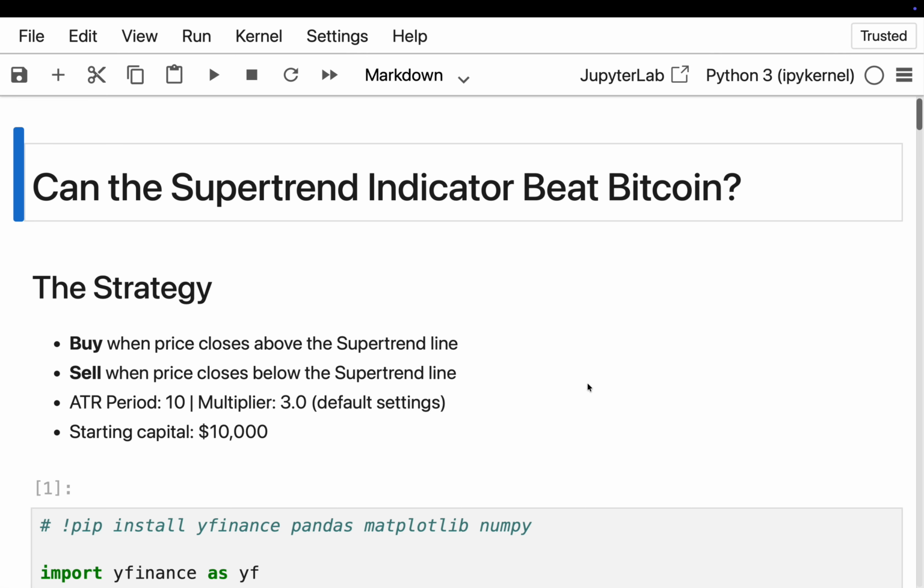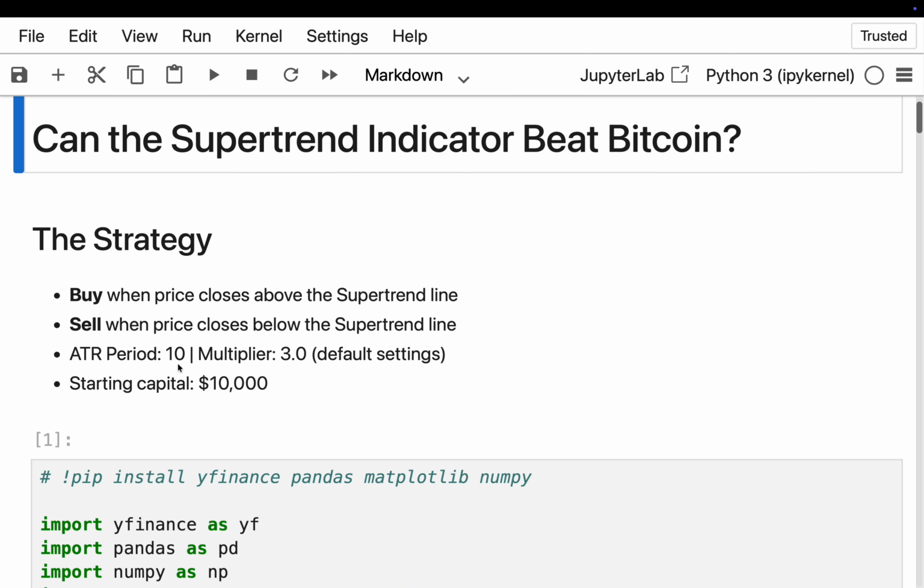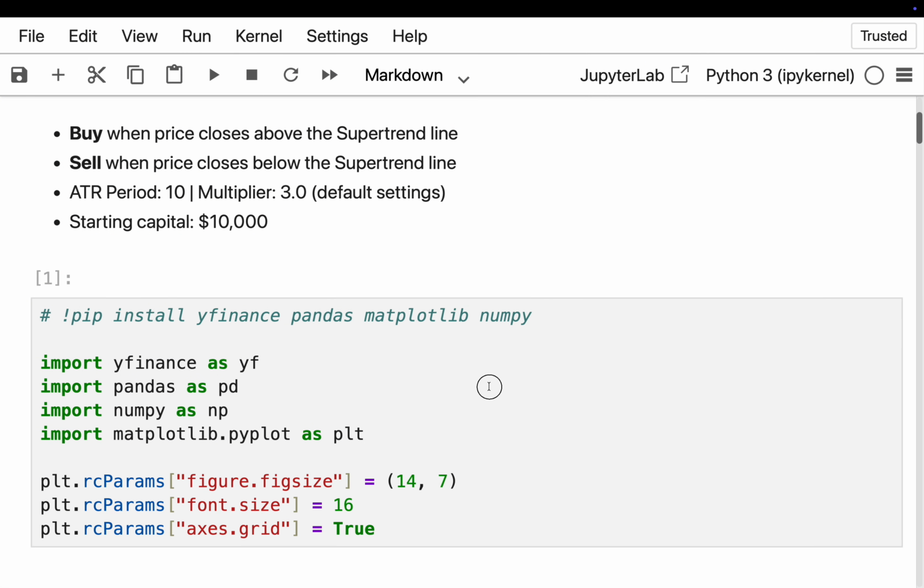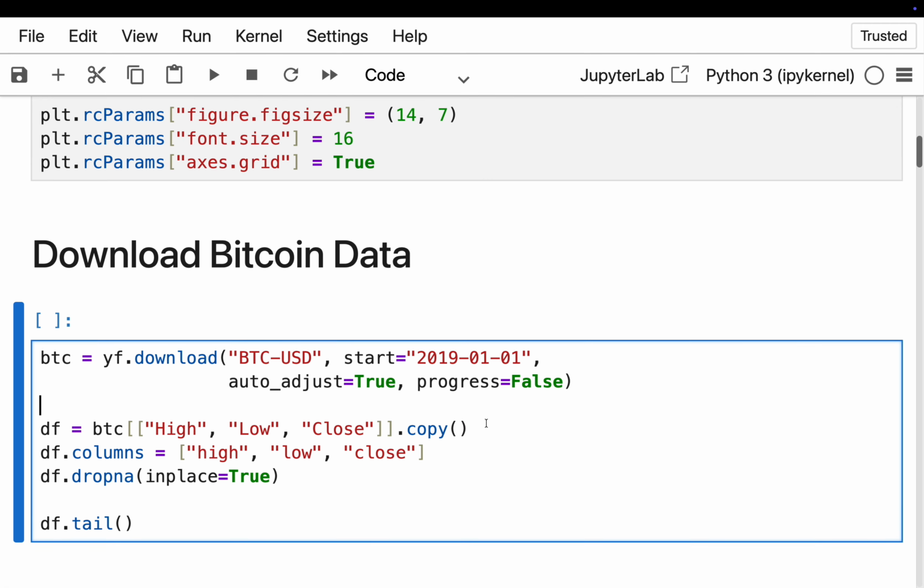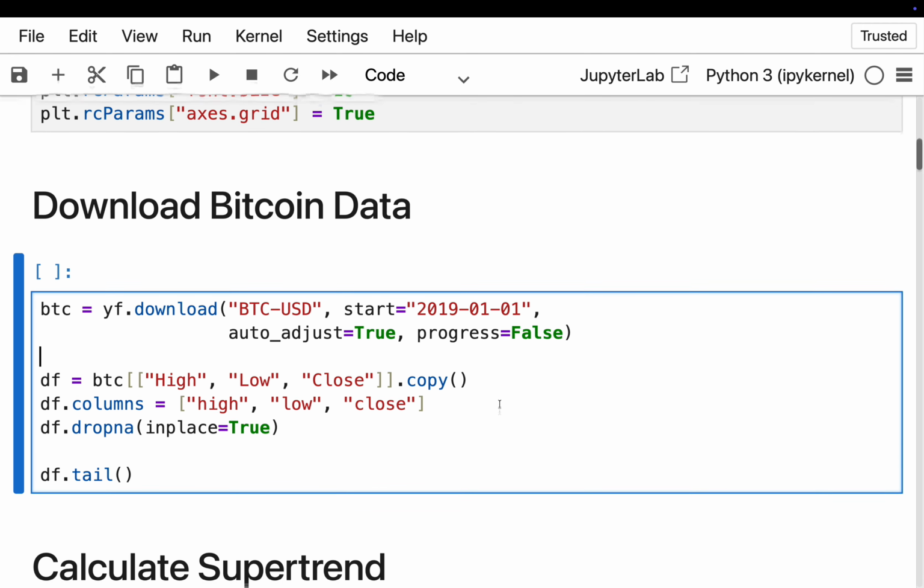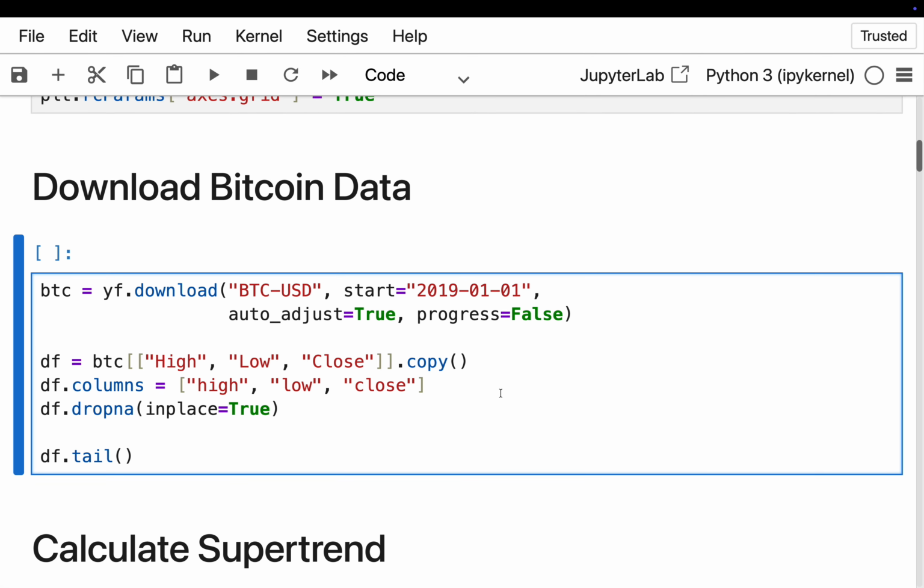The rules are simple. Buy when Bitcoin closes above the Supertrend line, sell when it closes below. Default settings, an ATR period of 10, multiplier 3. Starting capital $10,000, data from 2019 all the way through to today. No cherry picking, no convenient start date, the full Bitcoin cycle, including the crashes.